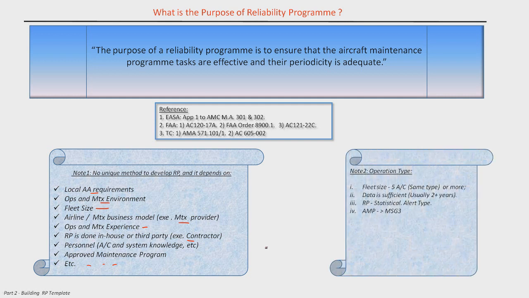And note 2 is more specific, related to today's presentation, to today's reliability program. So we are developing a reliability program for the next type of operation, for the next type of airlines. Fleet size, minimum 5 aircraft of the same type or more. Maintenance and operation data is sufficient, usually 2+ years. Reliability program is statistical type, alert type. It's very important. And definitely, as we already said, the maintenance program is developed based on MSG-3 logic.